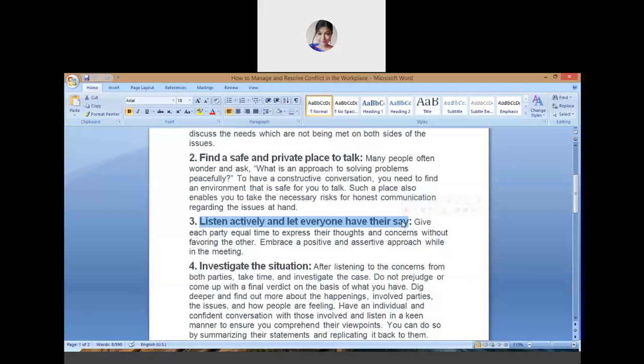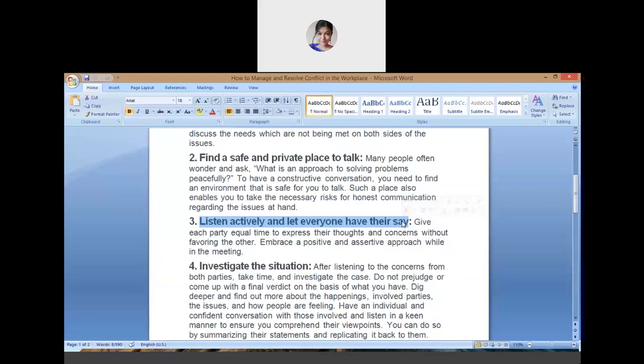When there's a conflict, it's a problem and you have to solve the problem without being partial, so that each and every one is happy, so that each and every one is satisfied. Okay, so you must be concerned about each and every person's thoughts regarding the conflict and then take a decision.